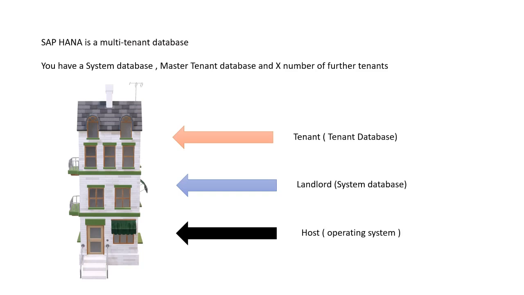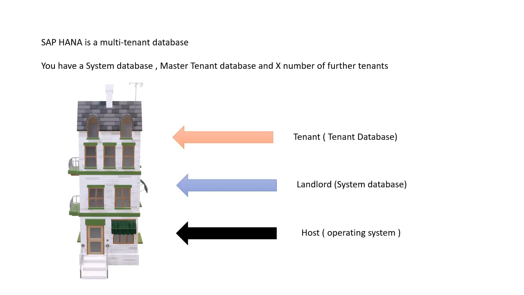Now, consider my system database. Consider this complete building which you see, where the ground floor is the operating system or the host on which this complete database is built. So this complete building is owned by a person, and that person is the landlord of this complete building. Now he rents out one of the flats or one of the floors in the complete apartment to a tenant. Now that is considered as a tenant database.